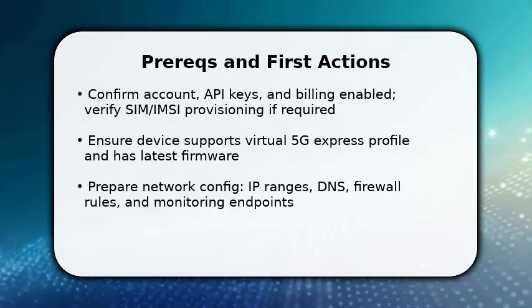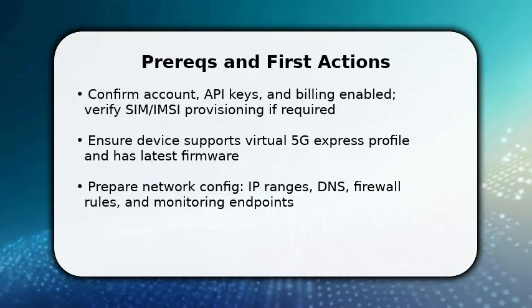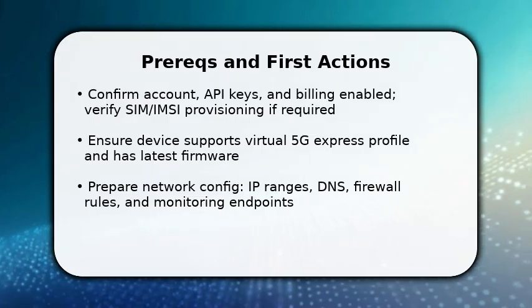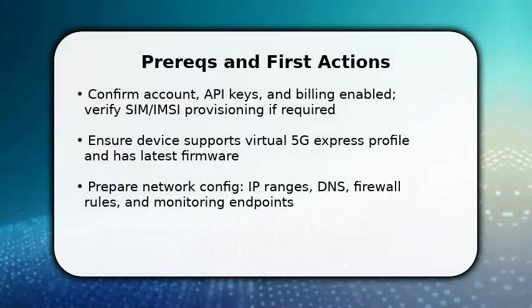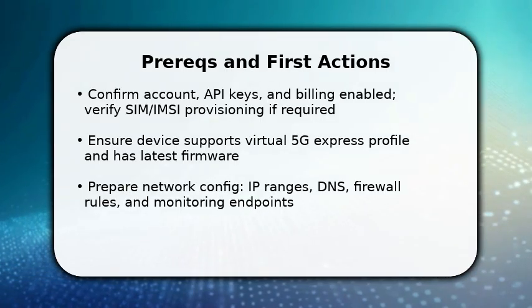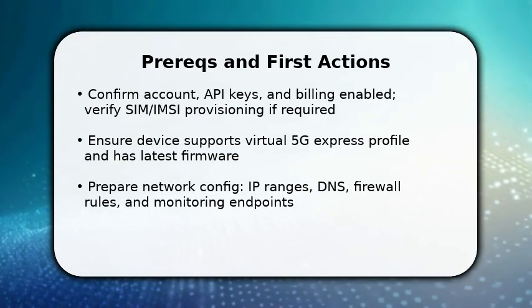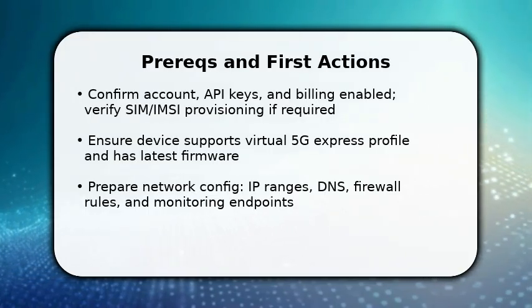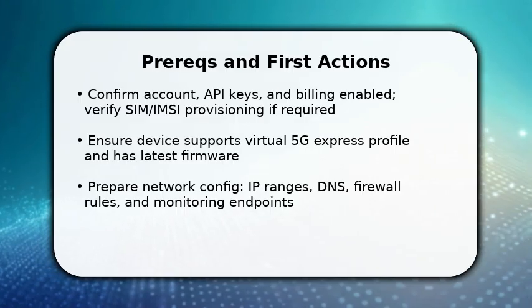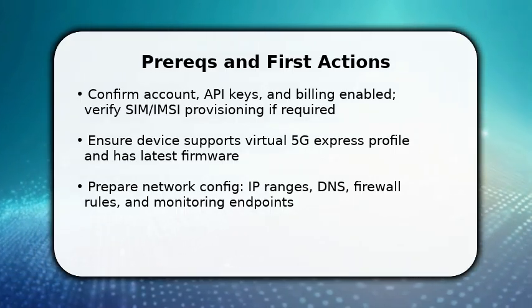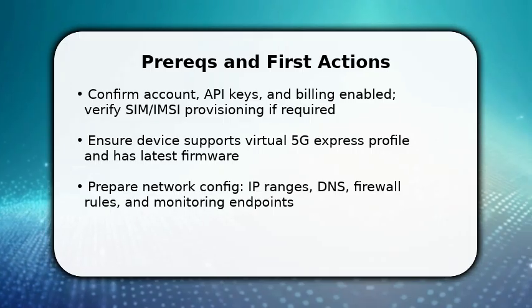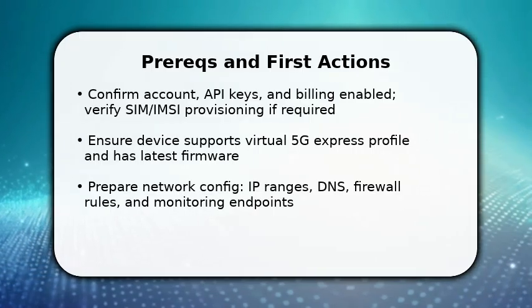You begin by verifying prerequisites so nothing blocks the flow. Make sure your account, API keys, and billing are active, and that any virtual SIM or IMSI is provisioned. Next, confirm the target device supports the virtual 5G Express profile and update firmware where necessary. Finally, prepare the network configuration, define IP ranges, DNS, firewall rules, and monitoring endpoints.